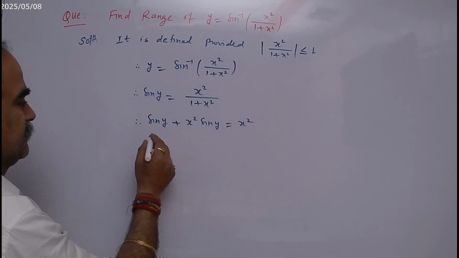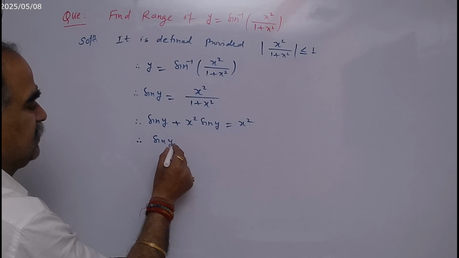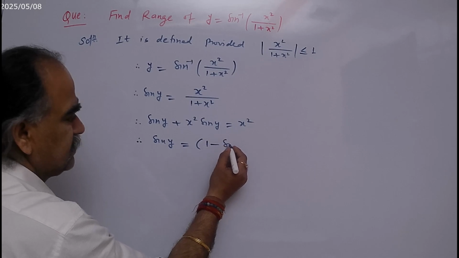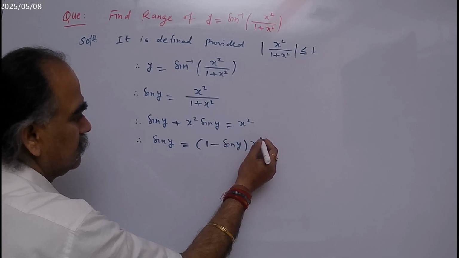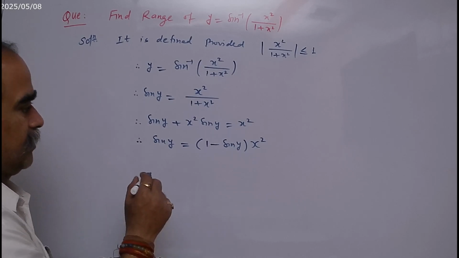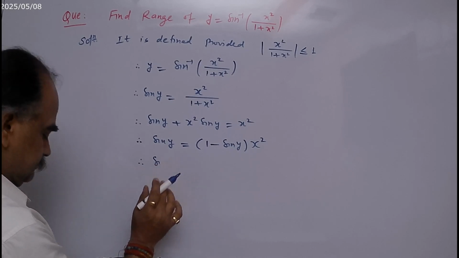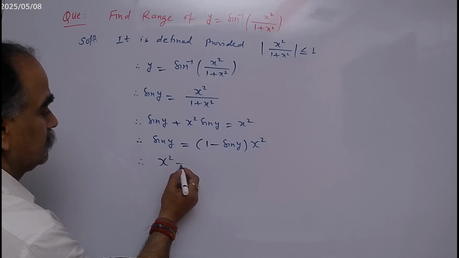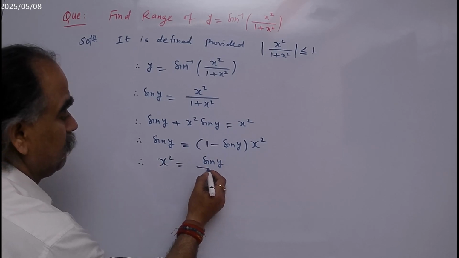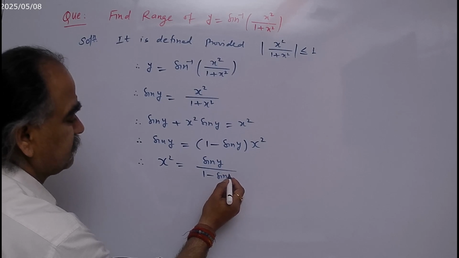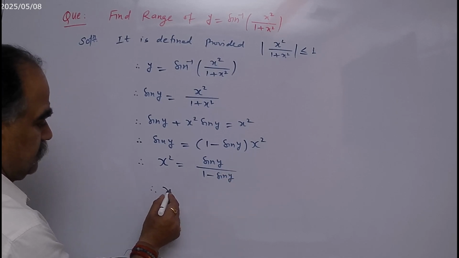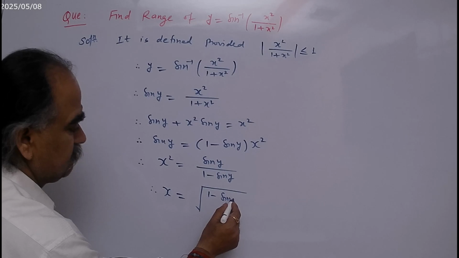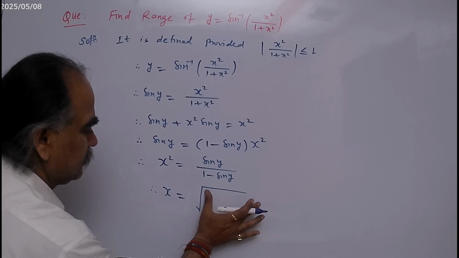Transfer x square on that side. So sin y is equal to, we will transfer on that side and take x square common. So (1 minus sin y) into x square. Therefore x square is what? Sin y upon 1 minus sin y. So x will be root of sin y upon 1 minus sin y.